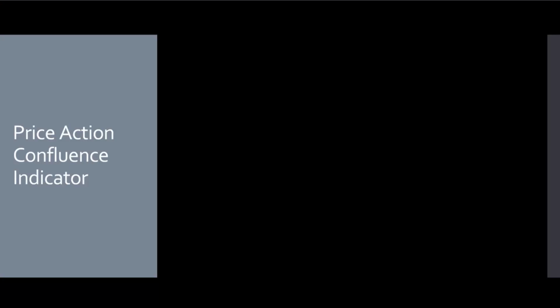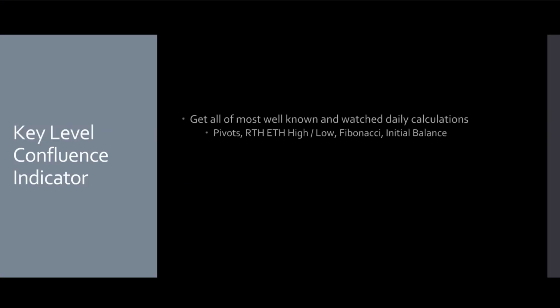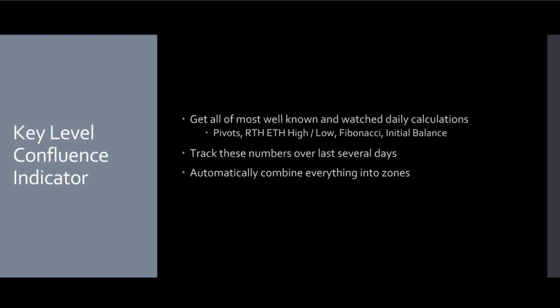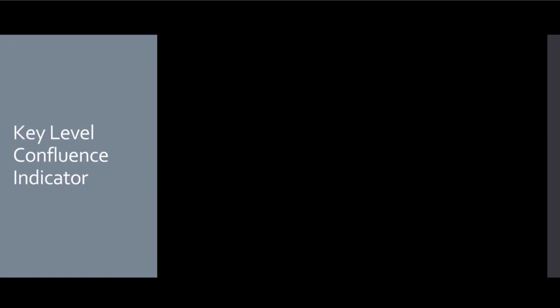Actually, we're just going to go into the next indicator. The next indicator is related to the key levels. With this indicator, what we want to do is get the most well-known and watched daily calculations. Like I said, we're trying to see what other traders are seeing. We want to know that because we want to know where the buying and selling is occurring so we can go along with what's most likely to happen. So we're going to track these numbers over the last several days, automatically combine everything into zones, and then you can also see exactly what details make up each zone. So let's go ahead and look at the key levels confluence indicator. I'll switch back to screen sharing.